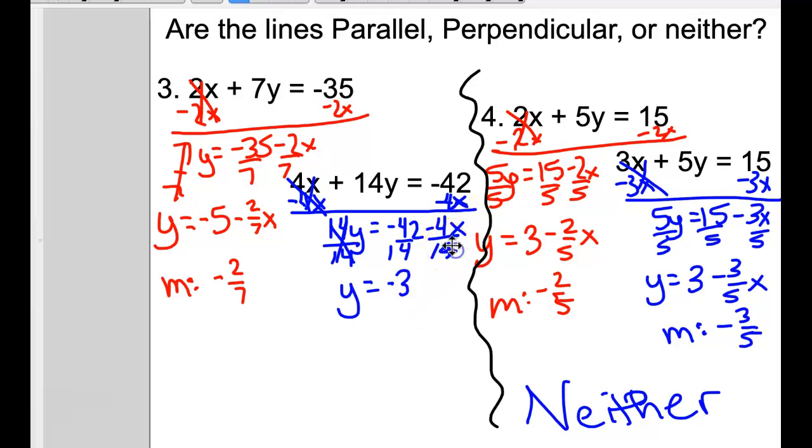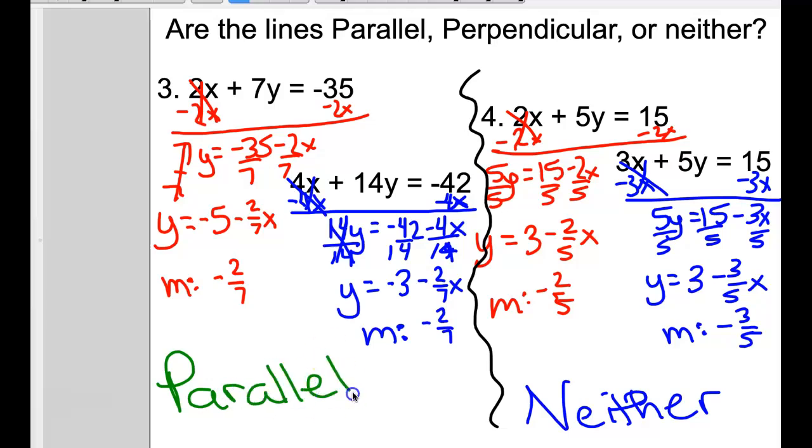Negative 4 over 14, that's going to be a negative. And then 4 and 14, I can divide both by 2, which would give me a 2 and a 7. So if we can divide, then we try to simplify if we can. If both of my slopes are negative 2/7, then these two would be parallel lines. You could either write out the word parallel or you can put in the symbol for parallel.